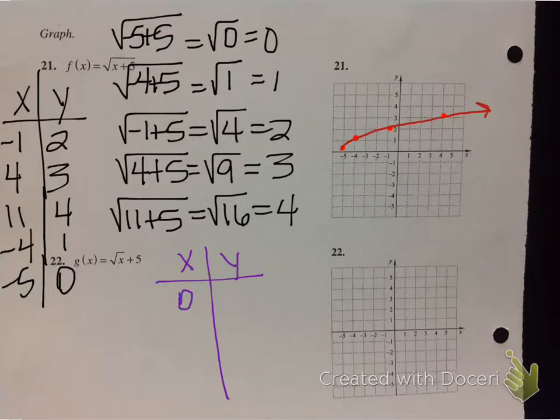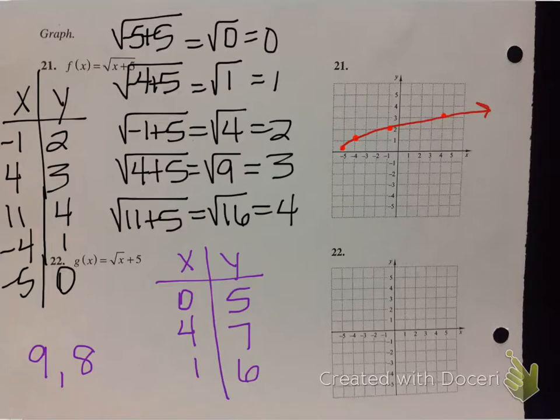So when I plug in 0, I'm going to get 5, because the square root of 0 is 0. When I plug in 4, the square root of 4 is 2, and 2 plus 5 is 7. If I plugged in 1, the square root of 1 is 1, 1 plus 5 is 6. I could plug in 9. The square root of that is 3, 3 plus 5 is 8, so 9, 8. So we'll probably get a good idea of what our graph looks like just by plotting these points.